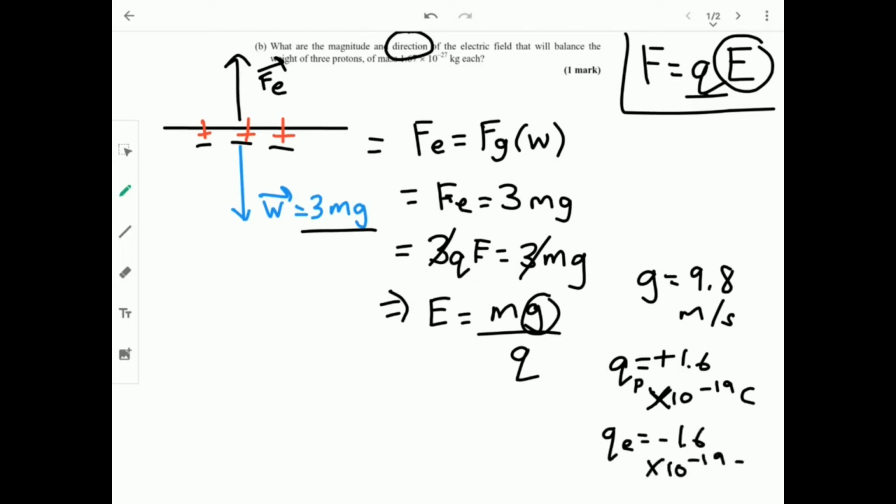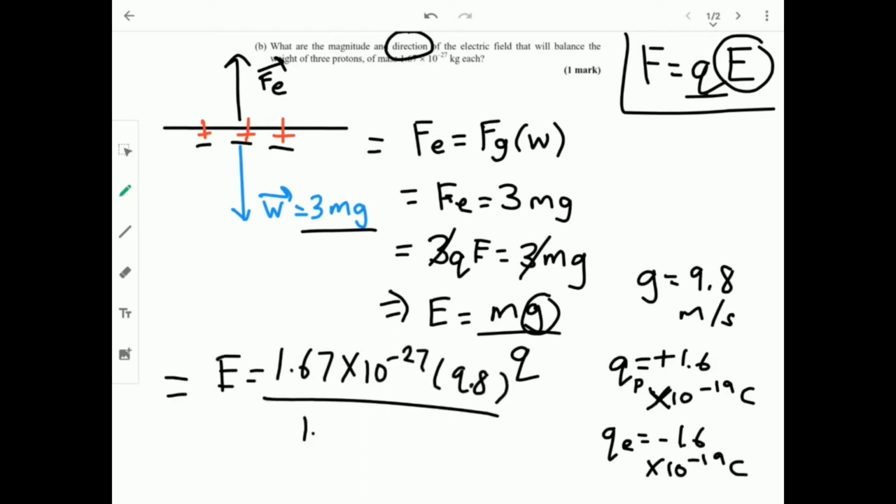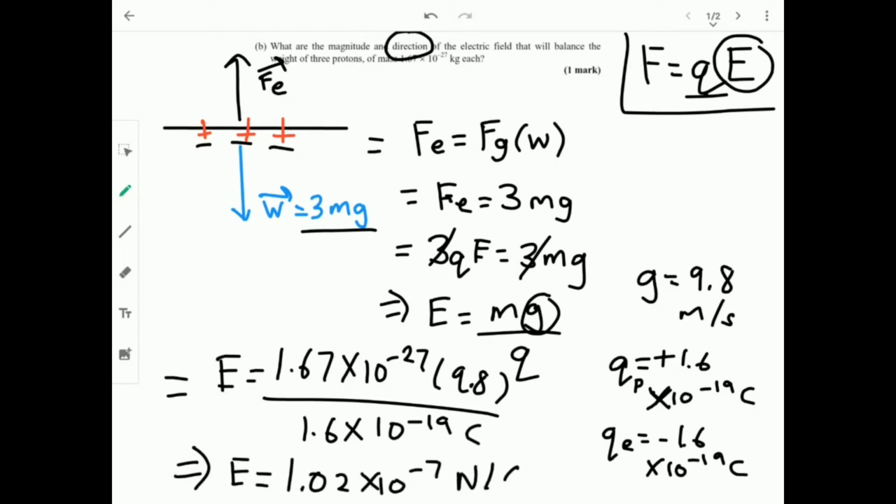Substituting in the equation, E equals, the mass is 1.67 times 10 to the minus 27 times 9.8 over 1.6 times 10 to the power of minus 19 coulombs, and we should get E equals 1.02 times 10 to the power of minus 7 newtons per coulomb. That's the unit for the electric field. Why did I choose 3 significant figures? Because in the given, the lowest number of significant figures is 3.